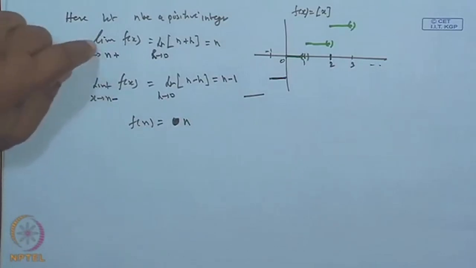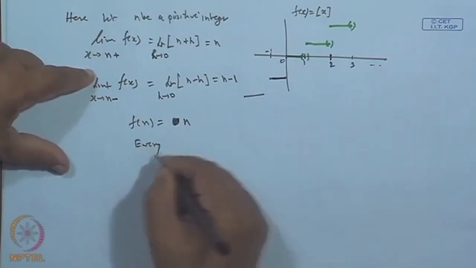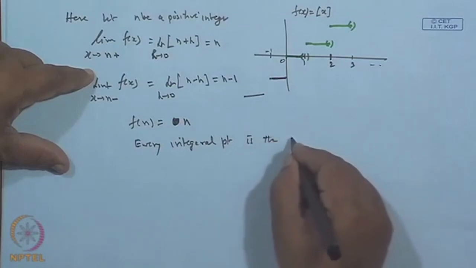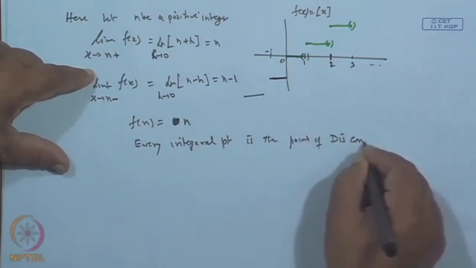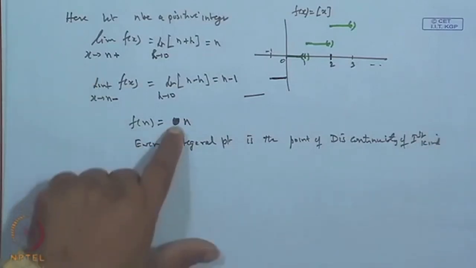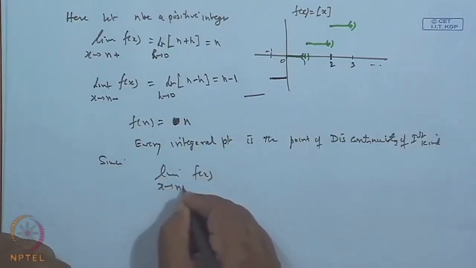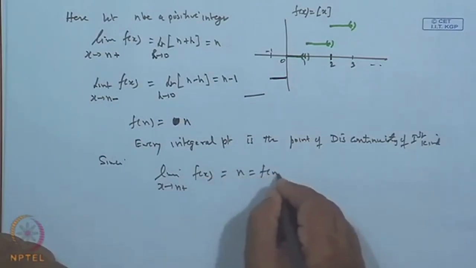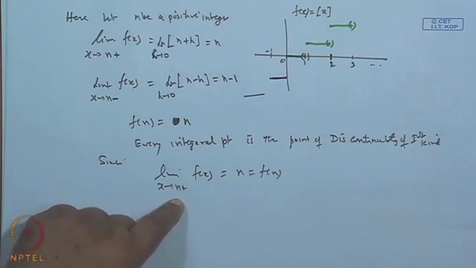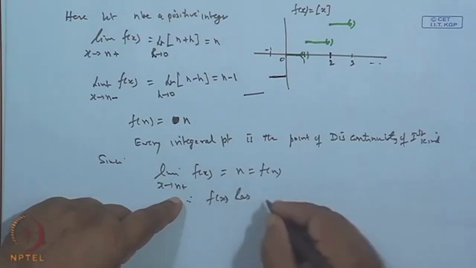So what we say is, the left hand limit exists, the right hand limit exists, but they are not equal. So every integral point is a point of discontinuity of the first kind. Now here one more thing: since the limit of f(x) when x tends to n plus is n, which coincides with the value of the function, it has continuity on the right hand side and discontinuity on the left hand side. So we say it is a discontinuity on the left. Therefore f(x) has ordinary discontinuity.